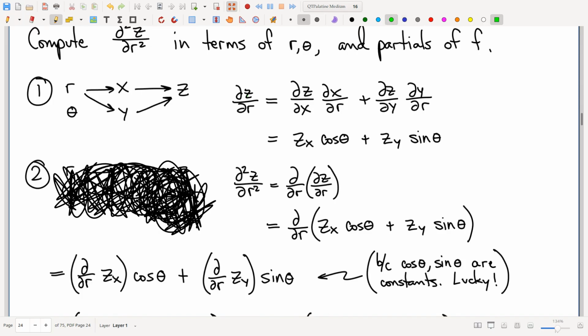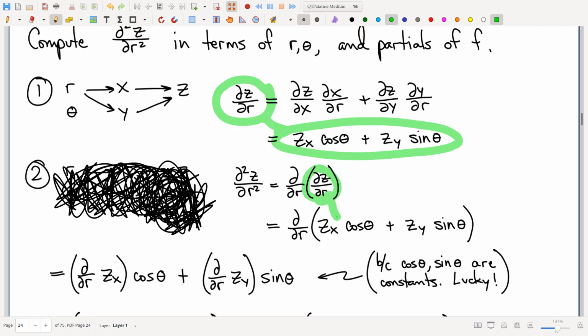Okay. All right, and reminder, the whole purpose of computing the r partial is so that I can then take another r partial of that r partial. How are we doing so far? Is everybody with me so far?